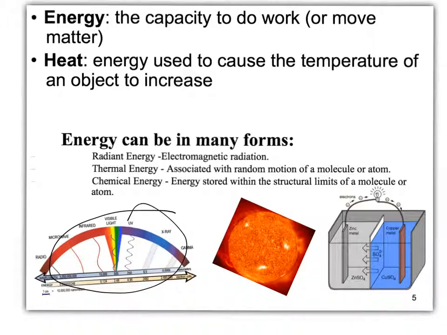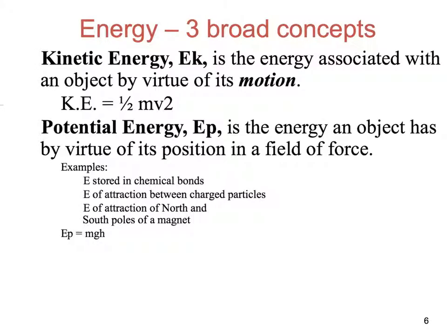Chemical energy is the last type of energy listed here. It's the energy stored within the structural limits of a molecule or atom. So it is potential energy that's stored within a molecule. The example here is the solutions of zinc sulfate and copper sulfate, and the fact that we can actually derive electricity from these solutions. The energy that we're using to light the light bulb comes from the energy stored within these atoms.